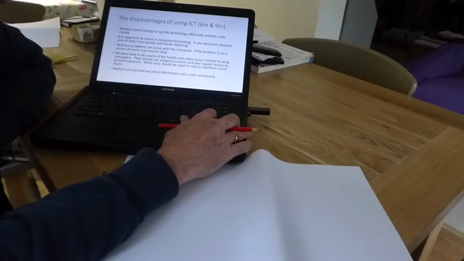Workers need to be aware of the health and safety issues of using technology, and employers need to make sure that the workers are using technology safely and that their workstations are carefully risk assessed.